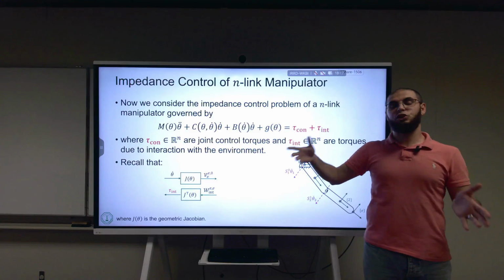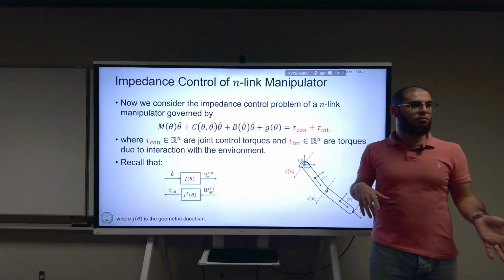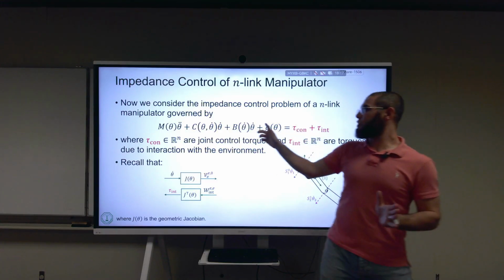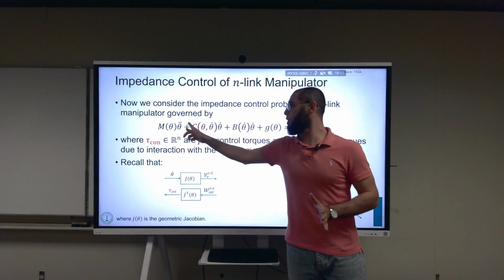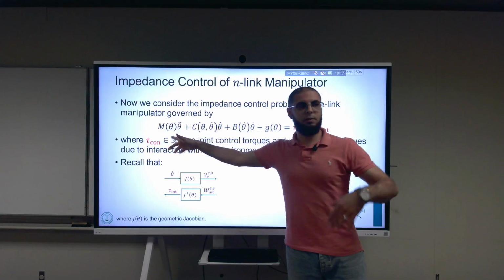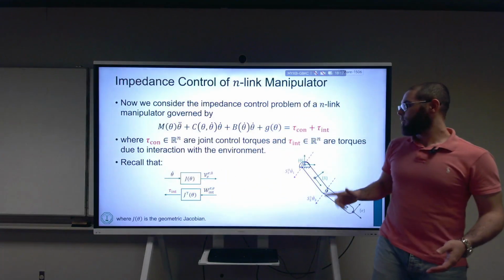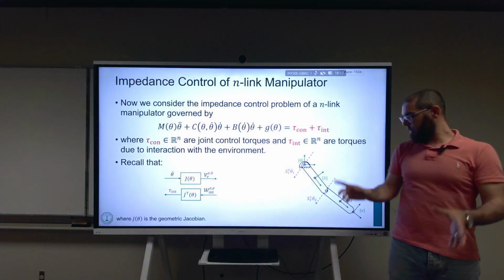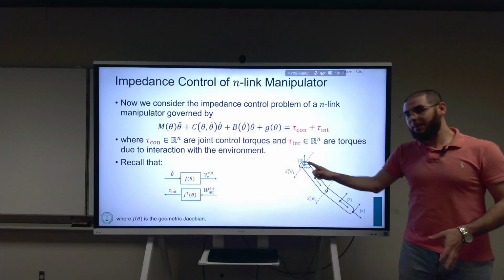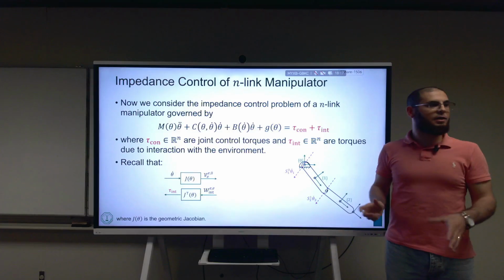These are expressed in the joint space or in the task space. Joint space: as you see, it's a differential equation in terms of theta, theta dot, theta double dot, and the torques. So it's all in the joint space. It describes how the joint dynamics look.